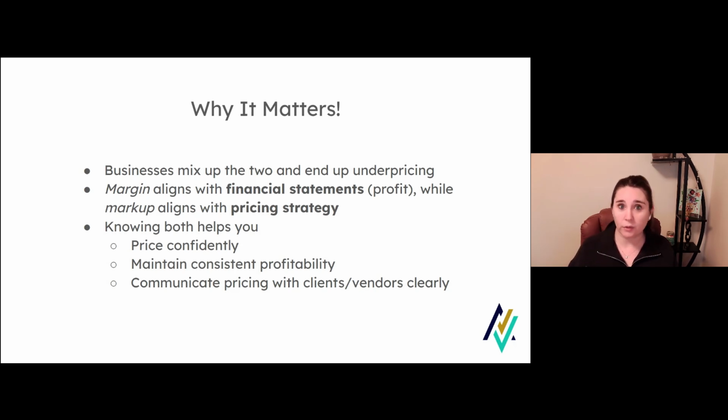And when you know the difference between the two, you can price more confidently and you can maintain consistency with your profitability. Not every service or product is going to have the same markup or margin, but as long as you are dialing in which one you're talking about and which driver is part of it, then you'll be able to communicate that pricing to your clients and vendors a lot more clearly.